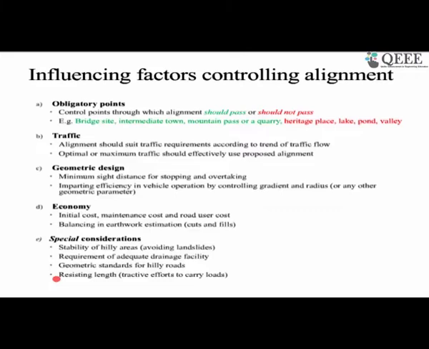Other special considerations, as I told you, are the stability of the hill, requirement of adequate drainage if needed at certain locations, and the geometric standard of hill road. So if it is going through hill road, it has a different standard, and it needs to meet that. And the resisting length: for the vehicles, if there is a lot of resisting length, that is the tractive effort to carry the load, then you should reduce the gradient. So we'll be discussing this now when we get into the design aspect.